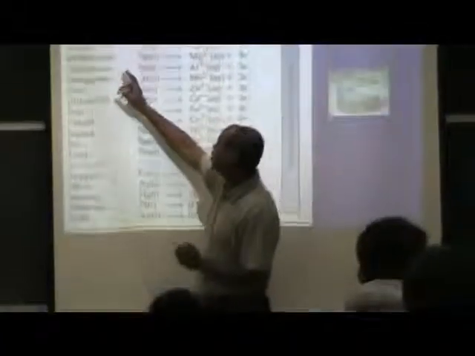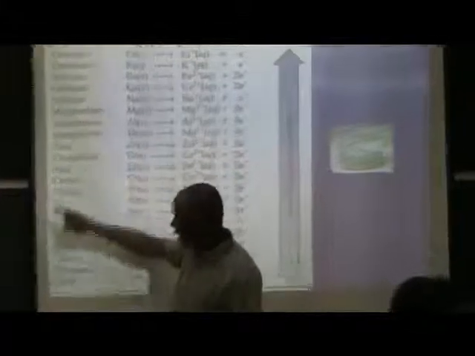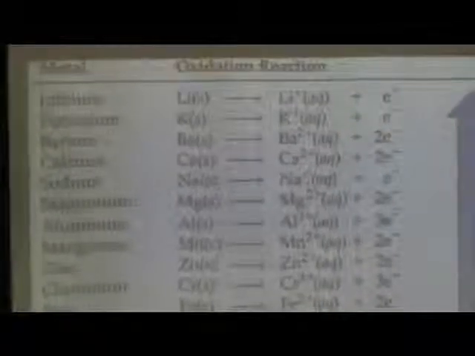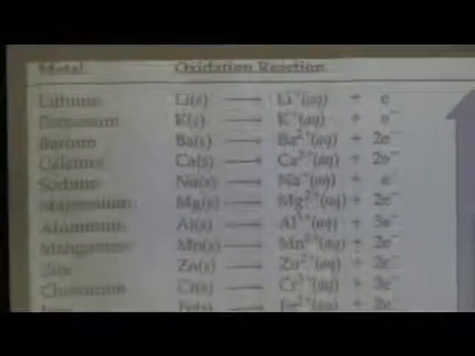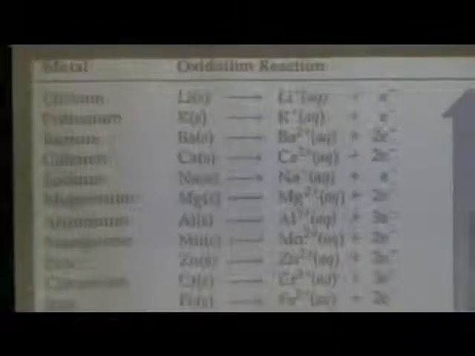But let me show you some tricks. What you need to do is look at the first 5 elements on the top and the last 5 elements on the bottom. What is the common thing that you see on the first 5 elements? They are members of what? Group 1 metals, and some of them are group 2. Lithium, potassium, barium, calcium, sodium, magnesium. These are group 1A and group 2A, pretty much.